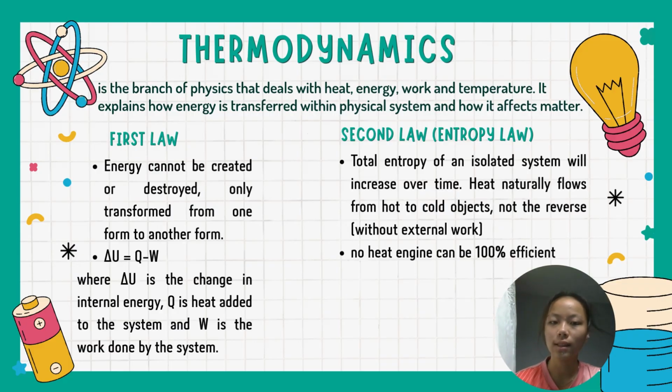So we go to the second law, where the second law is also known as the entropy law. It states that the total entropy of an isolated system will increase over time. Heat naturally flows from hot to cold objects, not the reverse, without external work. So no heat engine can be 100% efficient.